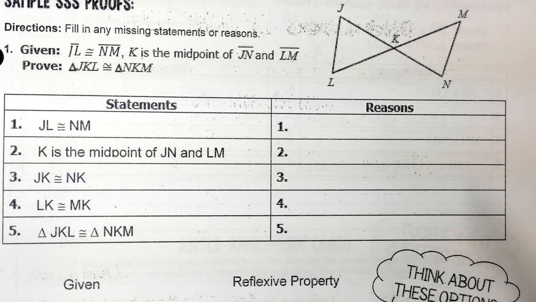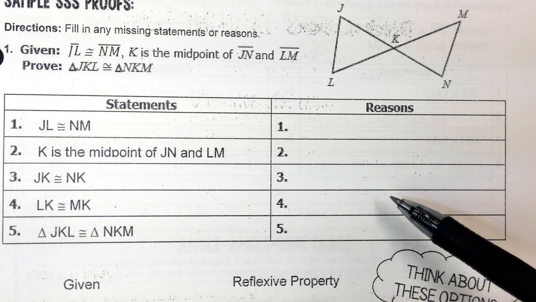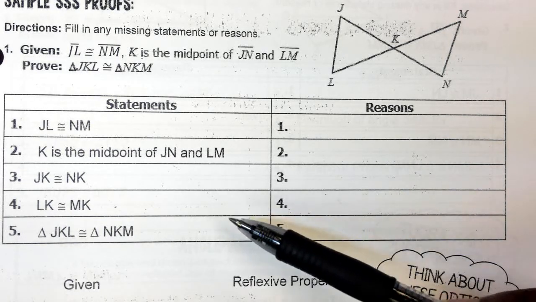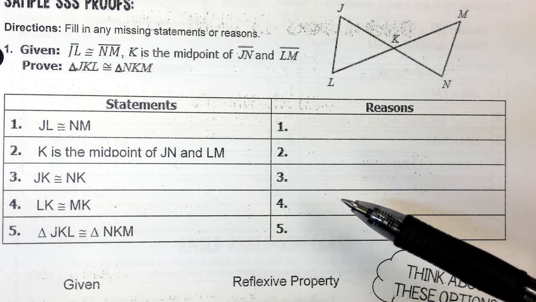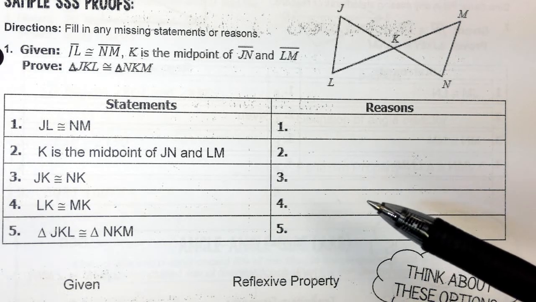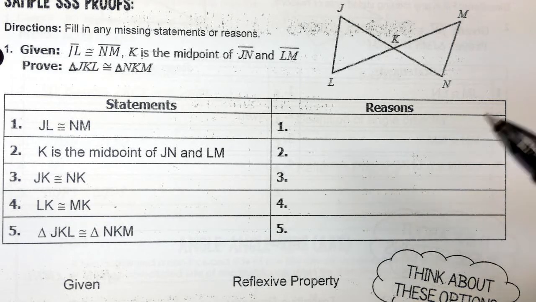But when y'all are doing it on an EOC or anything on a test, more than likely you'll only have a couple things missing. It won't be all the reasons missing. It may be one or two reasons, and then one of the statements is missing. You won't have to do the whole proof on a test or anything like that. But we teach you how to do the whole proof, so you'll be prepared when you get on the test, and it should be easy for you to figure out what's missing.